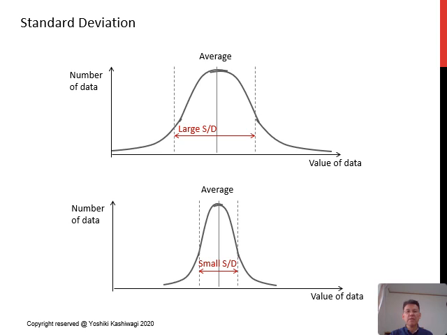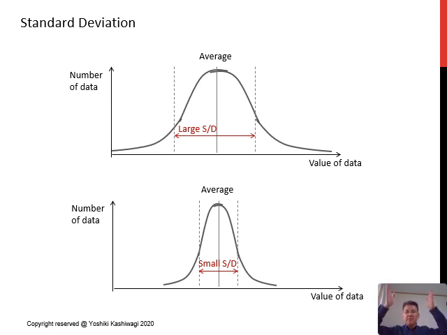Okay, now let's look at the standard deviation from the visual viewpoint. As you can see, there are two charts. Let's look at the upper one, which has a larger distribution compared with the bottom one. The standard deviation shows the distance from average to a certain point, which is illustrated with the dotted lines. It depends on the shape of the distribution, it depends on some conditions, but very roughly, you can say almost two-thirds of the total data is included within the range of the two dotted lines.